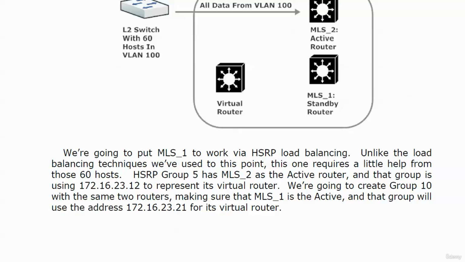Right now, HSRP group 5 has switch 2 as the active router, and that group is using 172.16.23.12 to represent its virtual router. What we're going to do now is create group 10 with the same 2 routers. There's nothing illegal about that yet. We'll find out in a minute, I guess. Making sure that switch 1 is the active, and that group will use another address, 172.16.23.21, for its virtual router.